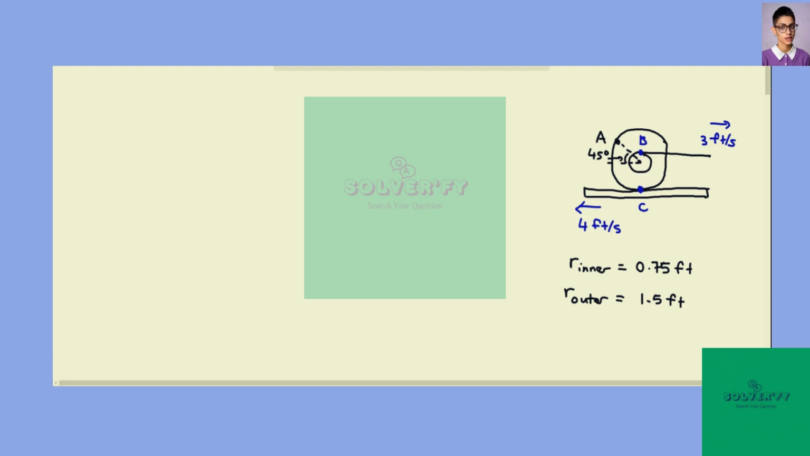Here I labeled this point as point C, and this point is point B. Based on the diagram, VB will be 3i feet per second, and VC is minus 4i feet per second. Then we can write VB equals VC plus omega cross r, the position vector of point B relative to C.